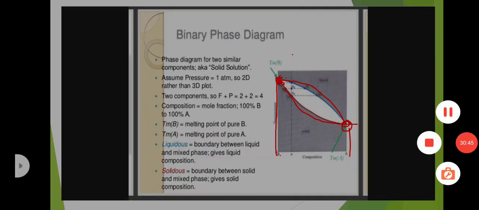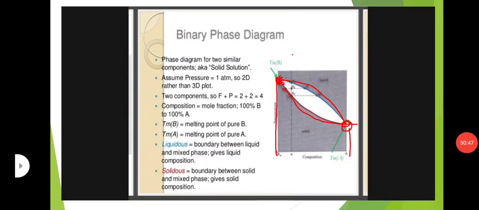Okay, binary phase diagram. Phase diagram for two similar components. For example, here we are taking two solids, two components A and B. Here is composition, mole fraction. On one side, one component is present at 100%, and on the other side the other component is present at 100%. These two have different melting points and combine with each other.